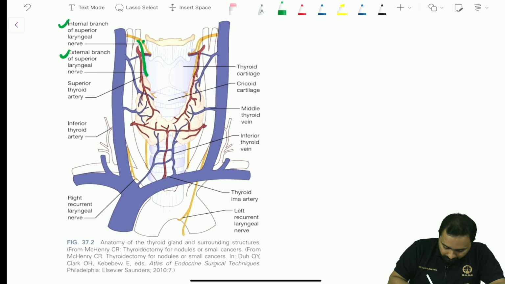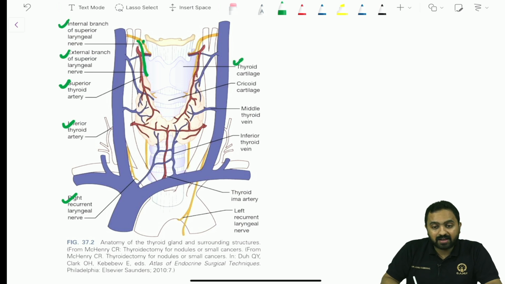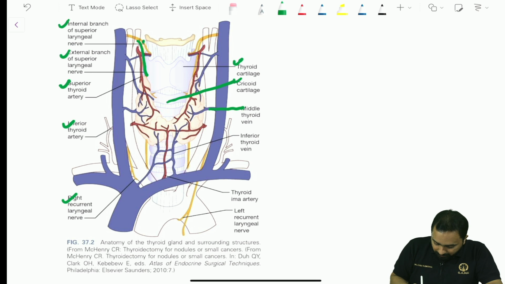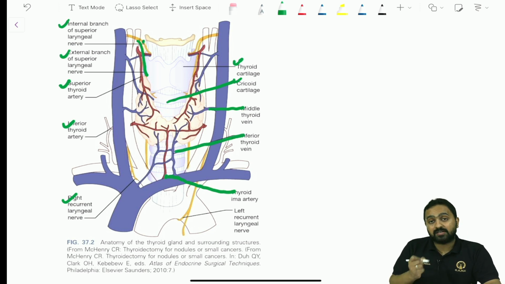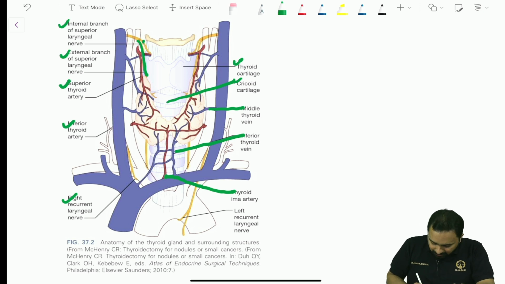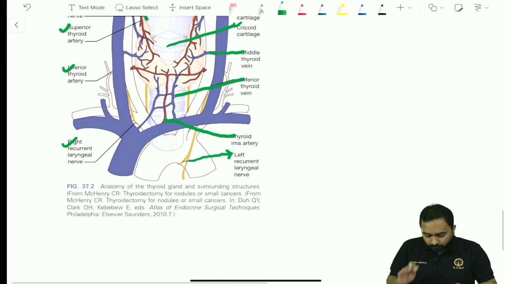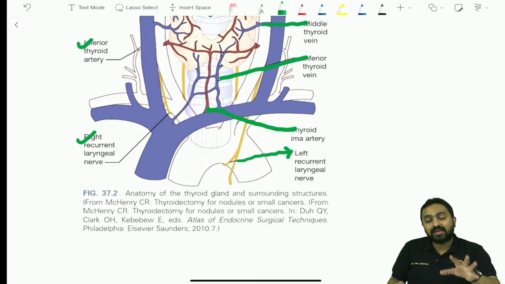Now you can see over here the superior thyroid artery, the inferior thyroid artery, the right recurrent laryngeal nerve. Then over here you have your thyroid cartilage, this is your cricoid cartilage. Then you have your middle thyroid vein, inferior thyroid vein. This is your thyroidea ima artery, which we discussed is a direct branch of the aorta or the innominate artery and is usually present in 2% of the patients. And then we have your left recurrent laryngeal nerve. Now, a few important points regarding this right recurrent laryngeal nerve and the left recurrent laryngeal nerve.